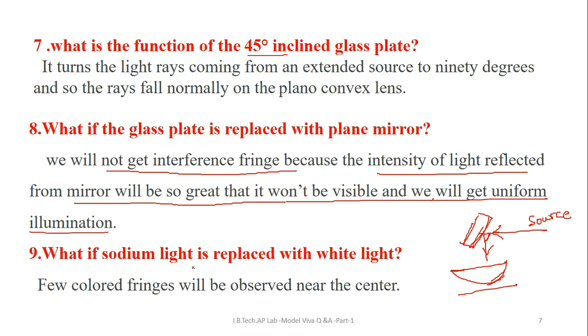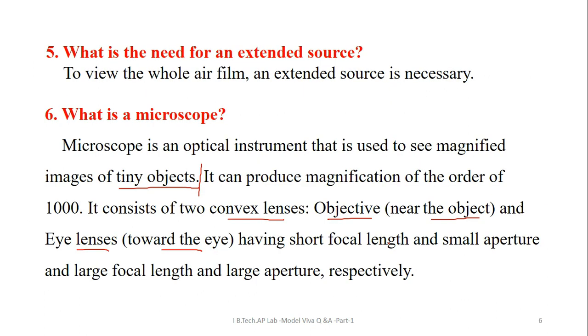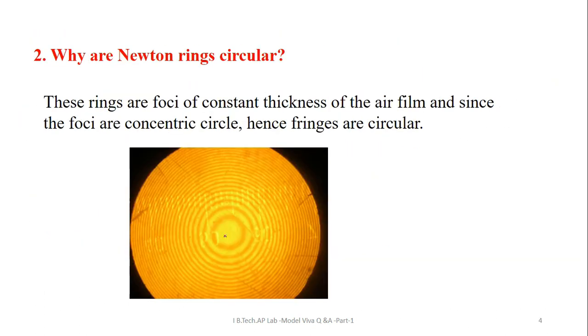What if sodium light is replaced with white light? Whenever we are doing Newton rings, we use a sodium monochromatic source. With a monochromatic source, we get fringes like this: yellow color, bright and dark, on a light yellow background. But if we use white light, which consists of all colors, we will get colored rings.